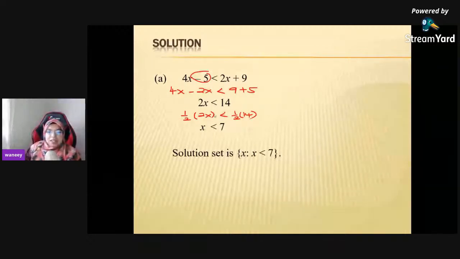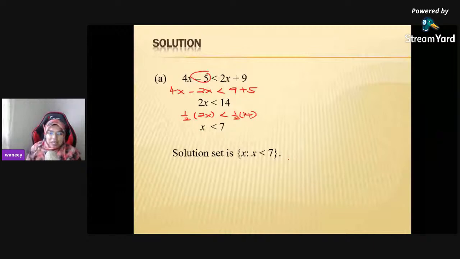Okay, so that means the solution set. This is the set notation. Those braces represent the set. So x such that, those double dots mean x such that x will be less than 7. So this is our solution set.